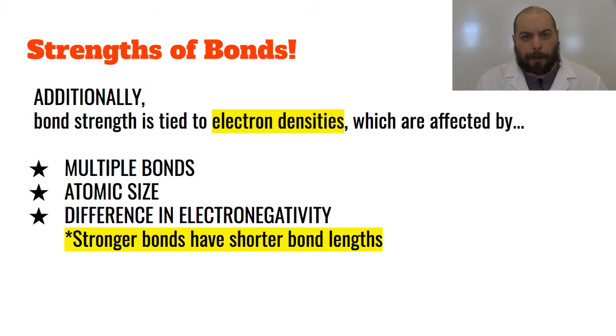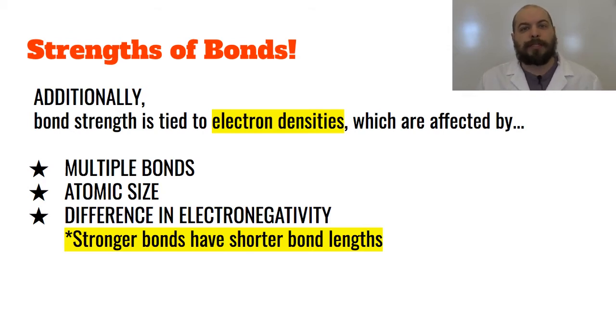So a long bond is a weak bond. A short bond is a strong bond. Again, two factors that we're going to look at for relative bond strength. First, is it a single bond, a double bond, or a triple bond? And secondly, if I'm comparing between single bonds or between double bonds or between triple bonds, I'm going to then look at the bond length using the atom size as a proxy for the length of the bond.